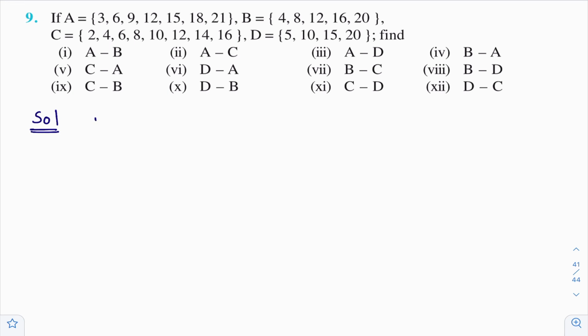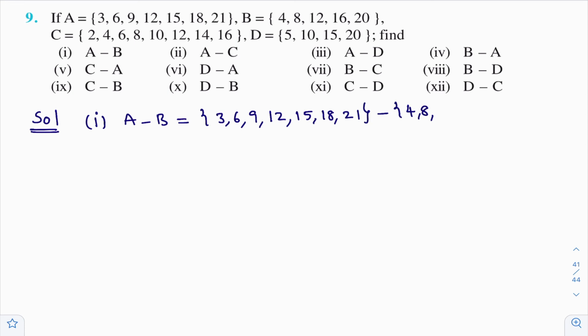However, you see the first bit. What do we need to calculate? We need to calculate A minus B. First, I'll write set A. What is set A? 3, 6, 9, 12, 15, 18, 21, minus the second set. The second set is 4, 8, 12, 16, 20. Here the point is, A minus B means all the elements present in A but not in B. Try to understand.